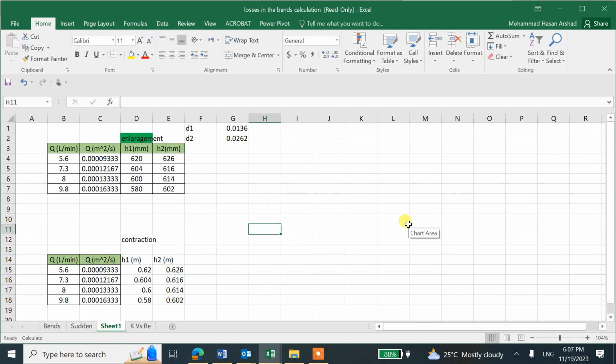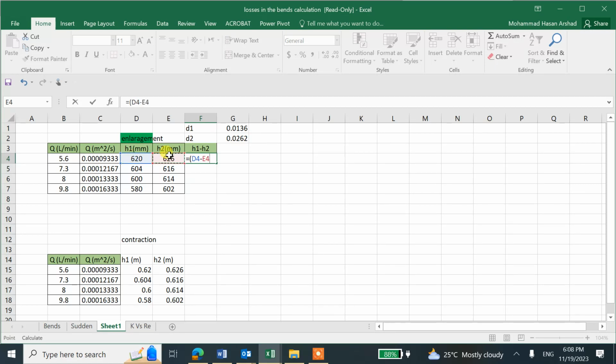Okay, welcome all. I will just show you how to do the calculation for enlargement and contraction. So here is the raw data. This is for enlargement and this is for contraction. For enlargement, H1 and H2 you have measured. You can see that H1 minus H2 is negative, which makes sense because of the change in area.